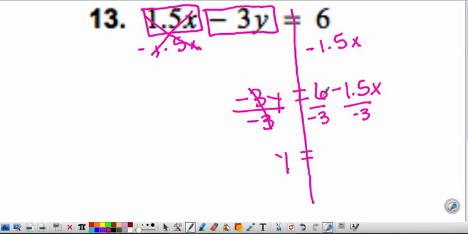Can I simplify 6 divided by negative 3? Yes, it is negative 2. Bring your minus sign down. Can I simplify 1.5x divided by negative 3? No, let's just leave it. If it won't work out evenly, leave it alone.